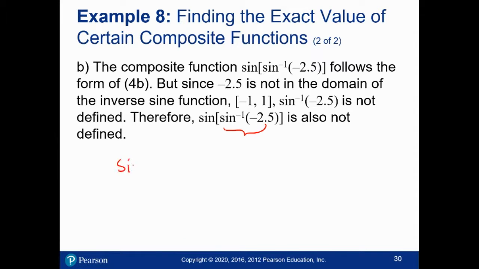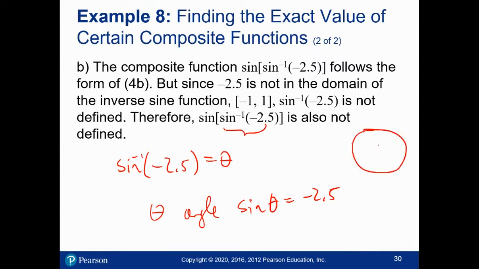Again, remember, if I wrote down the arcsine of negative 2.5 and called this an angle, I'd be saying theta is an angle, and the sine of that angle is negative 2.5. But here's the unit circle, negative 2.5 is all the way down there. There are no angles on the circle that point to something at this height, so this just doesn't exist.